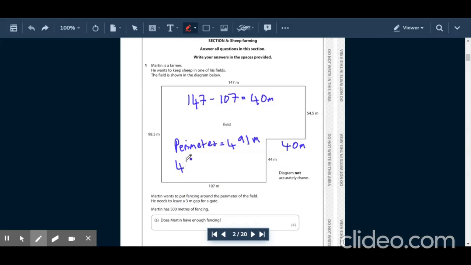So 491, take away 3, it's going to give us 488 meters. That's the amount of fencing he needs. He has 500 meters. Is this enough? Yes.